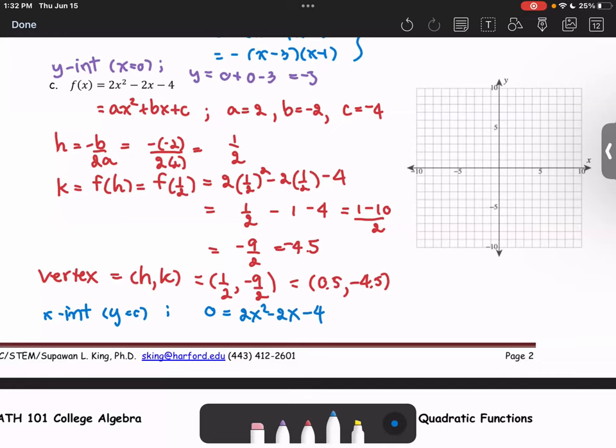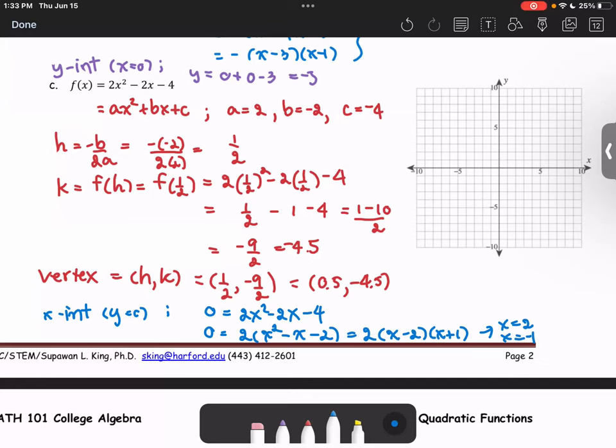0 = 2x² - 2x - 4. Factor 2 out completely. We get 2 × (x² - x - 2). Then the factored form of x² - x - 2 would be (x - 2)(x + 1). When we solve this, we get x = 2 and x = -1. Now we got 2 x-intercepts.